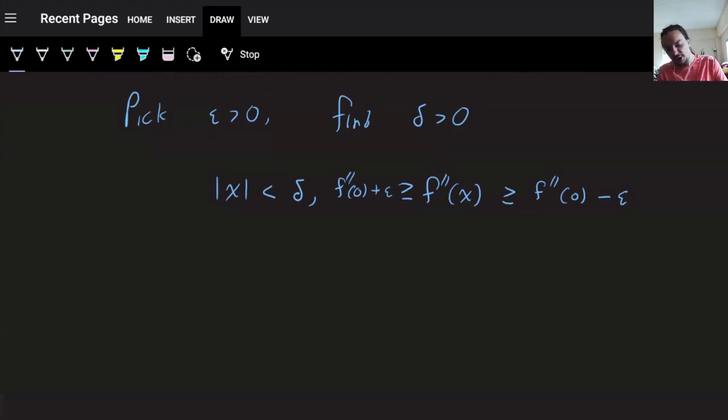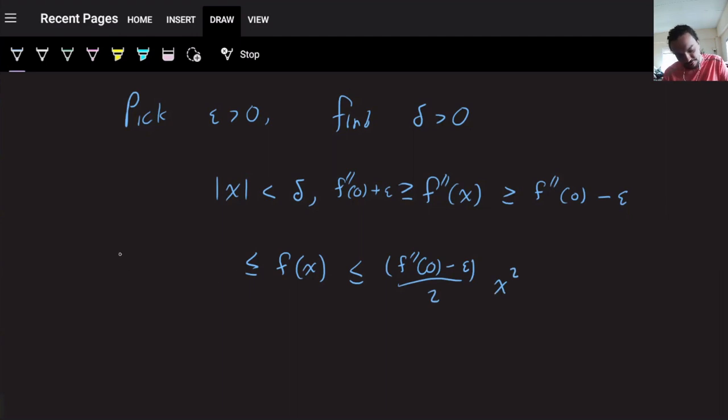Okay, and then using Taylor's theorem, I can say that f at x, so here I'm basically integrating twice, f of x is between two values. It's between f double prime at 0 minus epsilon over 2 times x squared, and f double prime at 0 plus epsilon over 2 times x squared. Okay. So where does that come from?